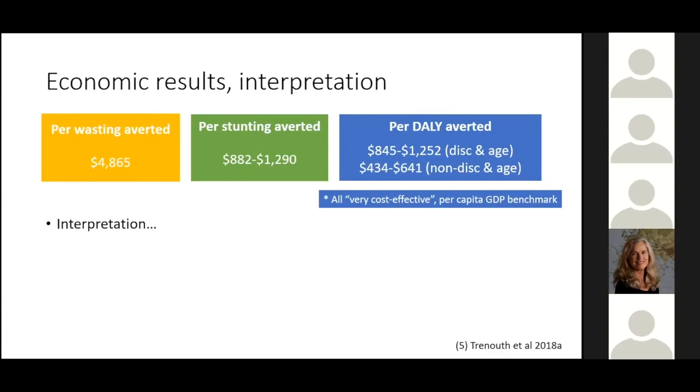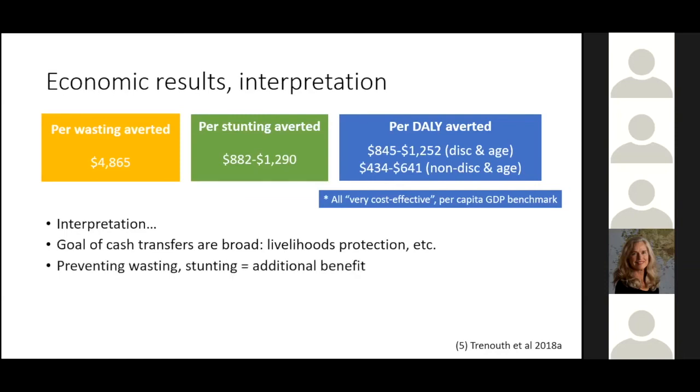Because of course, we're not spending all of this money just on preventing undernutrition. The goal of cash transfers is much broader, with livelihoods protection, for example, among other benefits. And for this money we spent, we're preventing wasting and stunting along with many, many other additional benefits in this setting. So this is a good example of where investments in a non-health sector may be more effective in meeting a country's nutrition goals. So importantly, who pays for that?